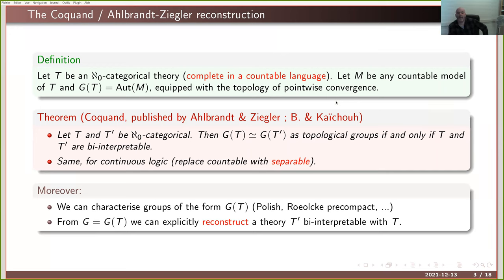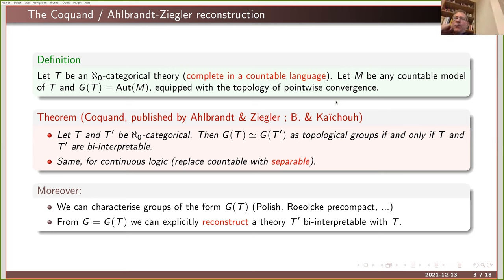And it is a complete bi-interpretation invariant for the theory. That is to say that if you have another theory that's also ℵ0-categorical, then they have the same associated automorphism groups as topological groups, if and only if they are bi-interpretable. So one direction is kind of easy, and the other direction is, okay, something needs to be done, but okay, it's a thing. So that was proved by Coquin, and for continuous logic by a student of mine, in collaboration with a student of mine, Adrien Peixot.